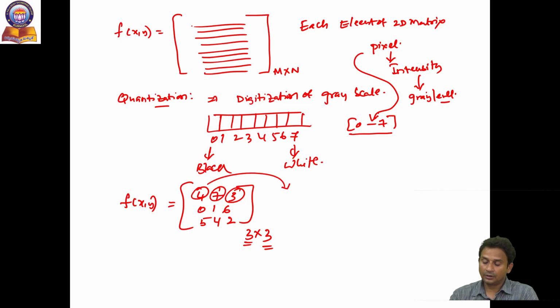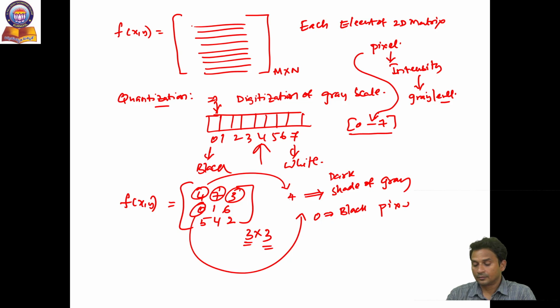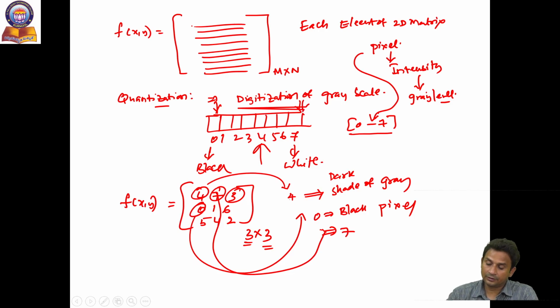The pixel with the value 4 represents an intensity in the middle of the grayscale, so this could be a shade of gray, or a bit dark shade of gray. The pixel with value 0 falls here in the grayscale and represents a black pixel. A pixel with value 7 falls here in the grayscale, which is basically a white pixel.